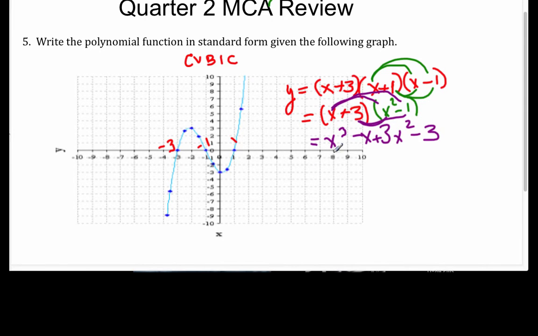All right, so my question to you is, am I done? Wow, look up here, right? I have to write this in standard form. That's not in standard form. I'm not in the right order. So y is equal to x cubed. I have to write in descending order of the degrees of each monomial. So I have the x cubed. Now I need the squared term, so plus 3x squared. Now I need the x, minus x. And then the constant at the end, minus 3.